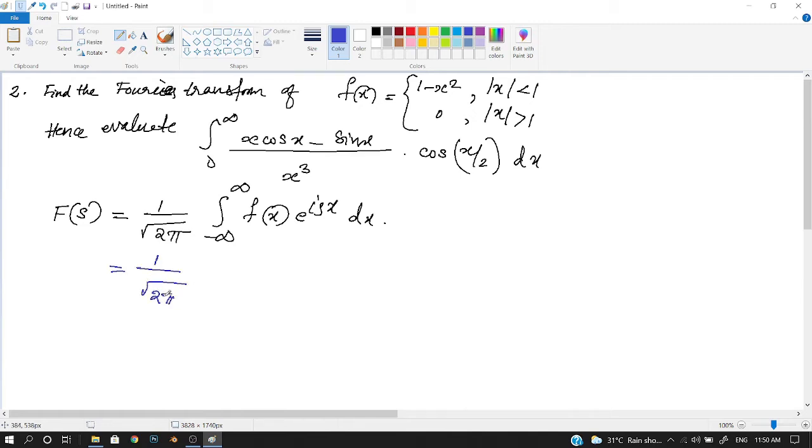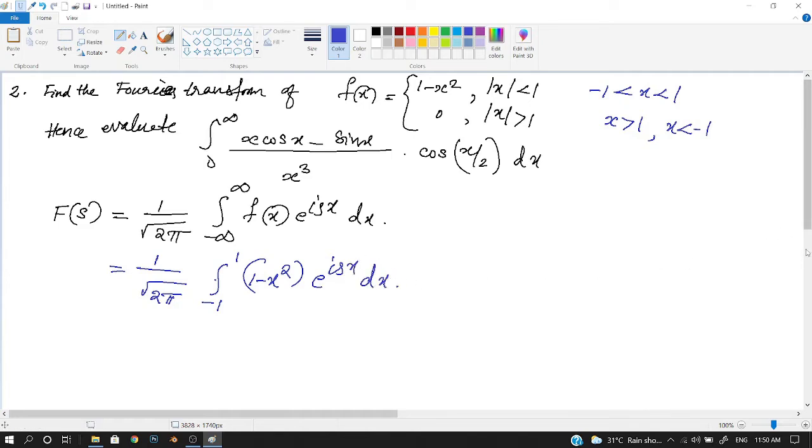Okay, now here mod x less than 1 means minus 1 less than x less than 1, and here x greater than 1 or x less than minus 1. In these two intervals the function value is 0, so we can consider only from minus 1 to 1 of f of x, that means 1 minus x square, e raised to isx dx.